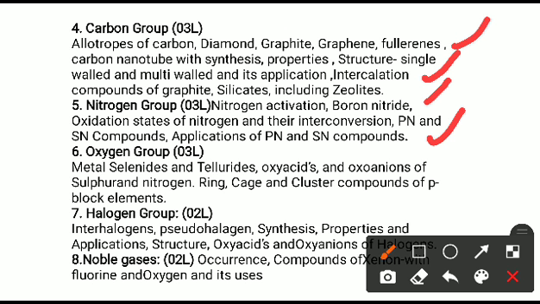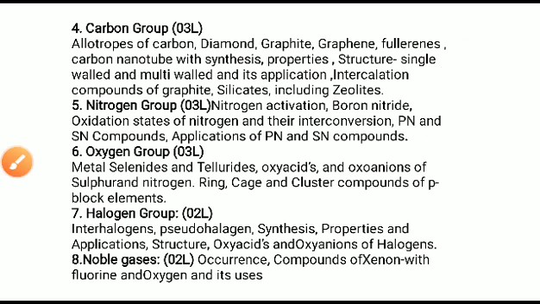Next topic is oxygen group. Here we are going to learn the metal selenide, telluride, oxyacids and oxyanions of sulfur and nitrogen, ring, cage and cluster compounds of the p block elements. Next topic is halogen group. Here we are going to learn the interhalogens, pseudohalogens, synthesis, properties and applications, and the structure of oxyacids and oxyanions. The next topic is noble gases. It includes the occurrence, compounds of xenon with fluorine and oxygen, and its uses.